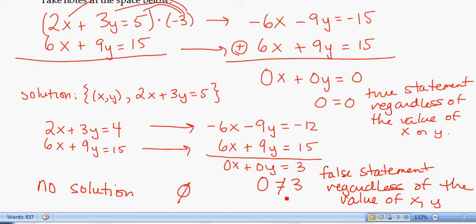So what is the difference between dependent versus inconsistent? Algebraically, everything's going to work out the same. And even in both cases, the variables will be eliminated completely, right? We have no more x's or y's in both cases. The difference is if I have a true statement, it means infinitely many ordered pairs are true. And if I get a false statement, it means no possible ordered pairs are true.